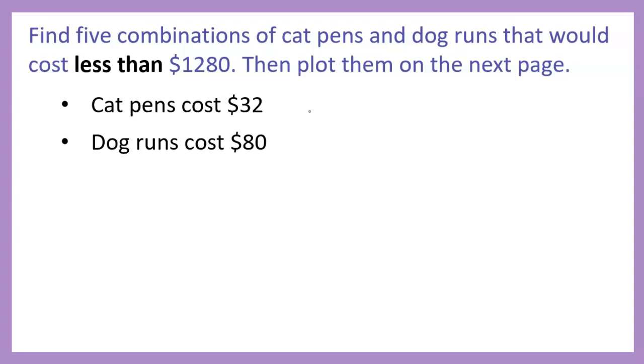Well, let's see. How about 0 and 5? Once again, I love using zeros because it makes this multiplication problem so much easier. So that would just be 32 times 0 for each cat pen, and $80 for each of 5 dog runs, so 80 times 5. 32 times 0 is 0, 80 times 5, that's 400, and that is indeed less than 1280. So this point works.